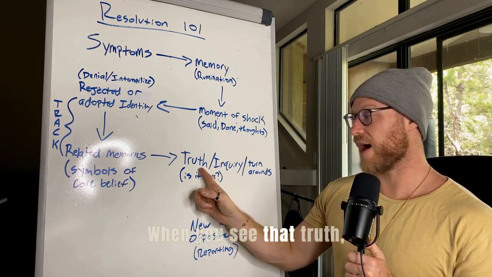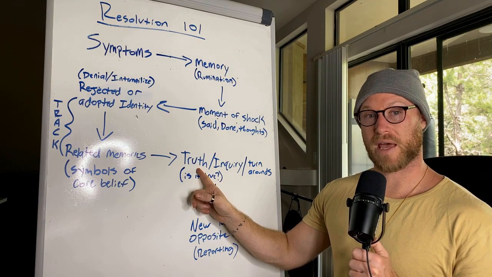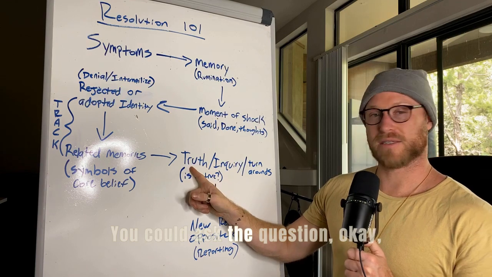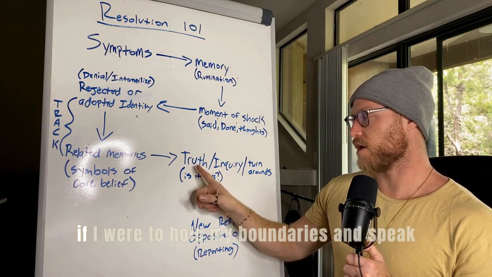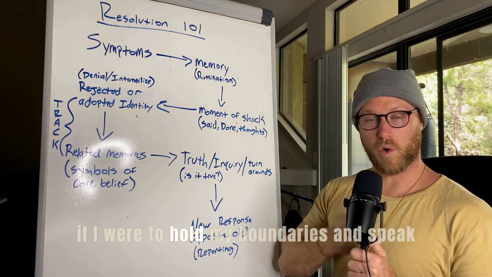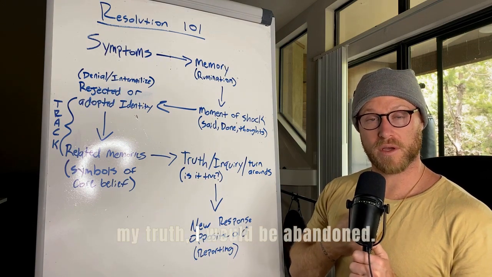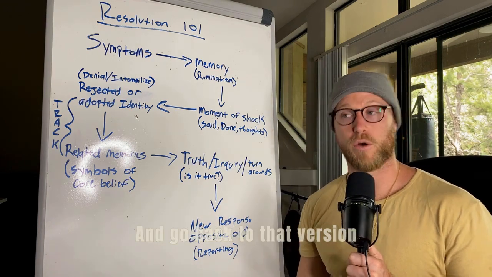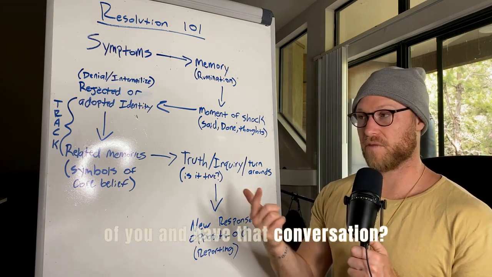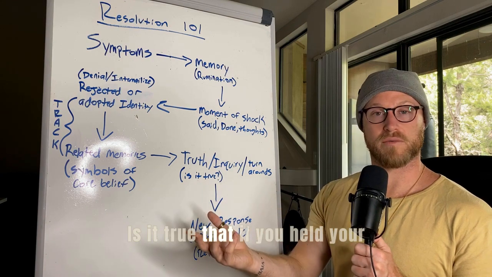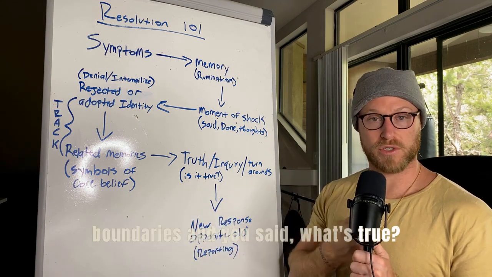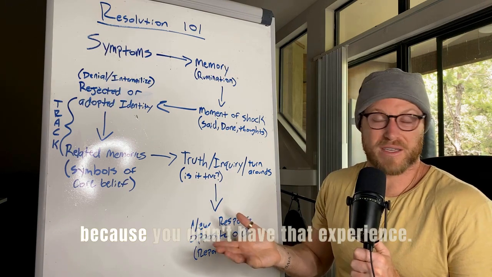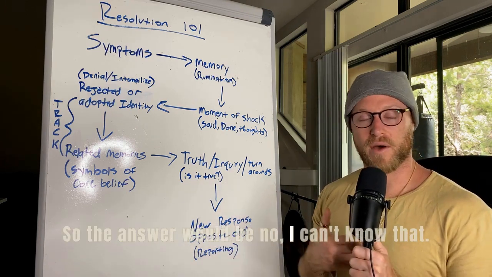When you see that truth, that you own that that's what you were doing, you could ask the question, okay, if I were to hold my boundaries and speak my truth, I would be abandoned. They would leave me. Can I absolutely know that it's true? And go back to that version of you and have that conversation. Is it true that if you held your boundaries and you said what's true, that they would leave you and you would feel rejected? And of course you can't know that because you didn't have that experience. So the answer would be no, I can't know that.